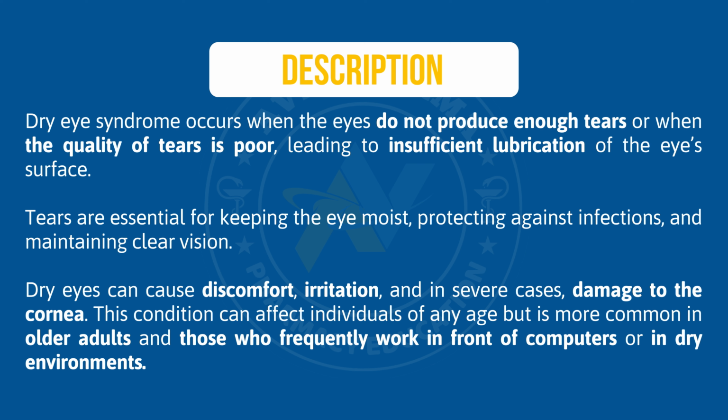Description: Dry eye syndrome occurs when the eyes do not produce enough tears or when the quality of tears is poor, leading to insufficient lubrication of the eye's surface.